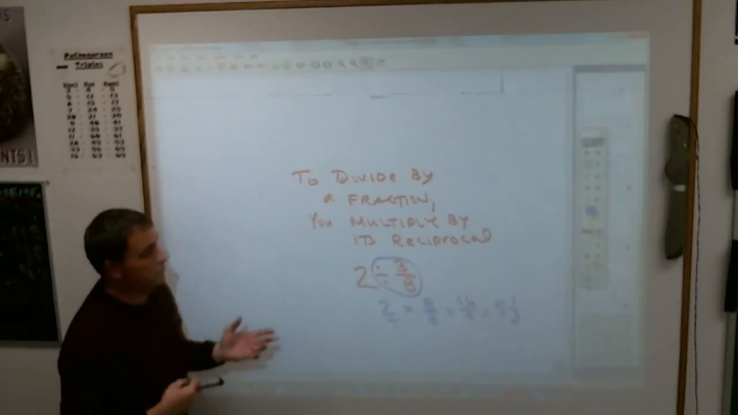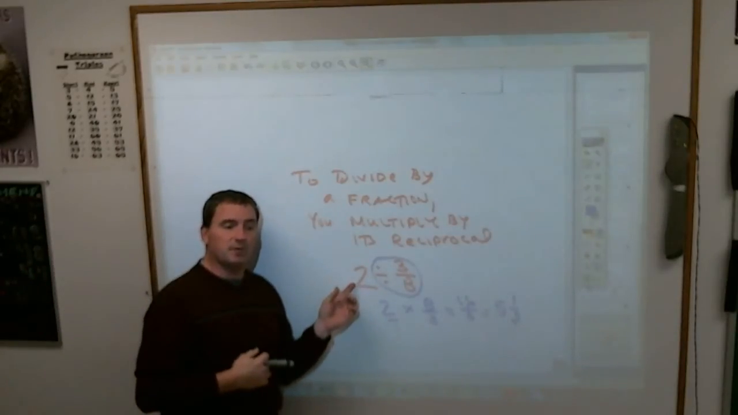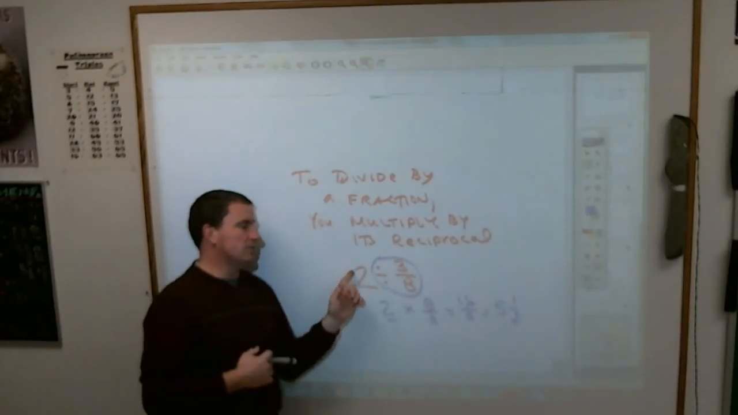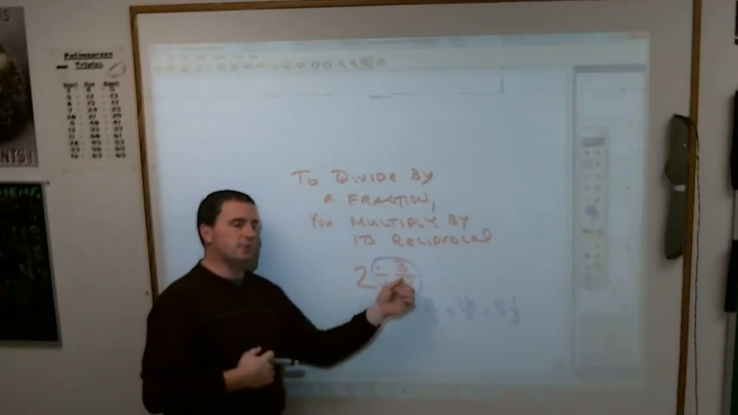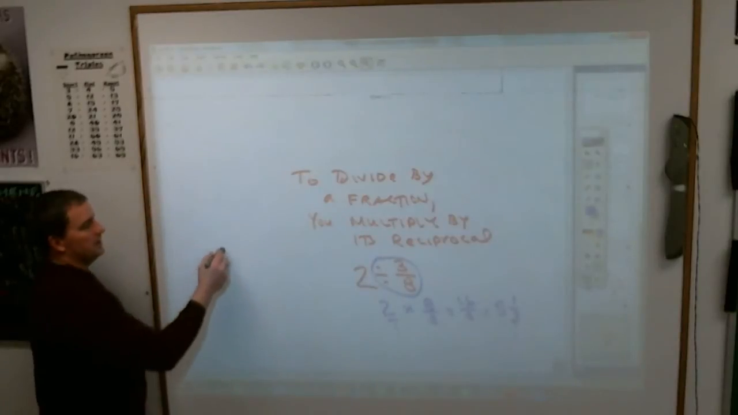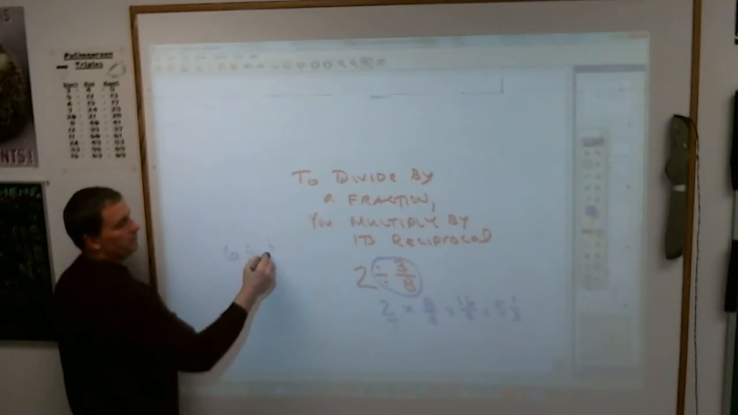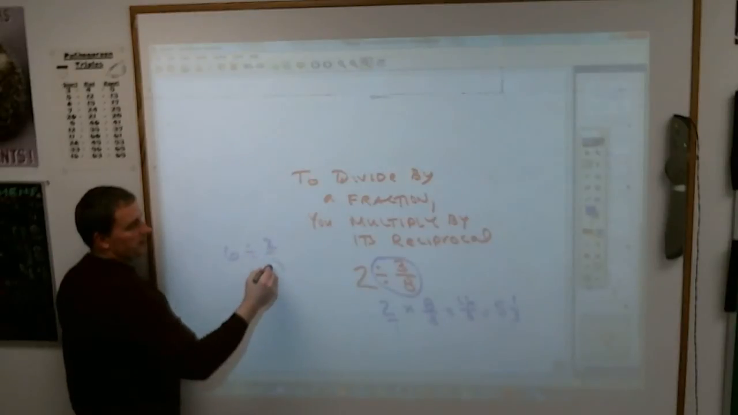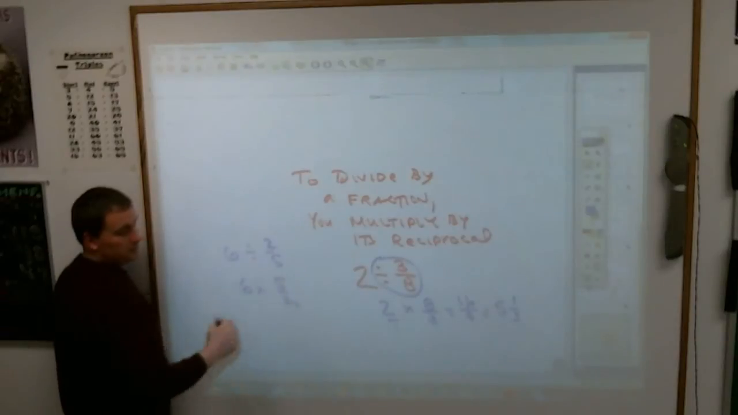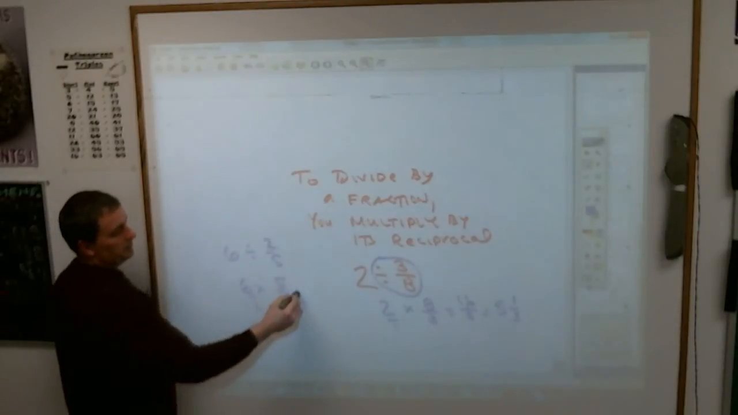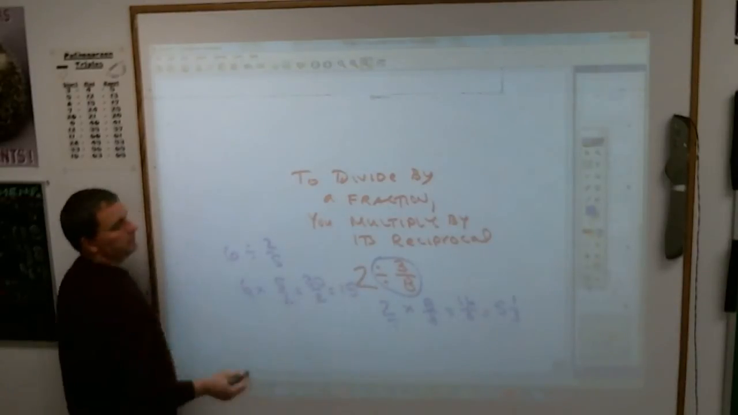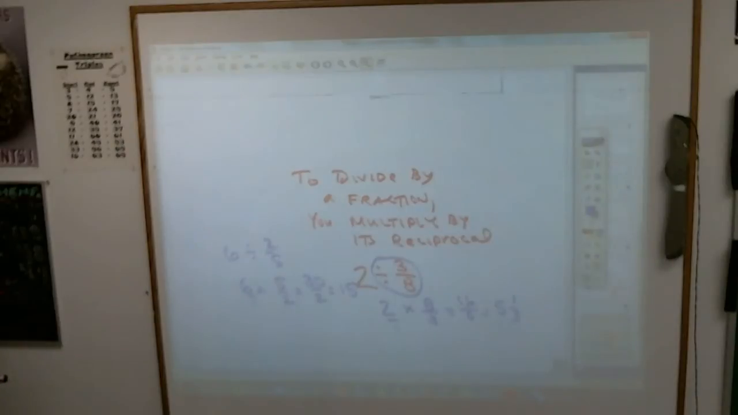But remember, where people usually go wrong is they flip the first one instead of the second one. You always flip the second one, the one that you're dividing by. To divide by a fraction, you flip and multiply. It's just that easy. So if it was 6 divided by 2/5, that is the same as 6 times 5/2, which ends up being 30/2, which is 15. Just that easy, children.